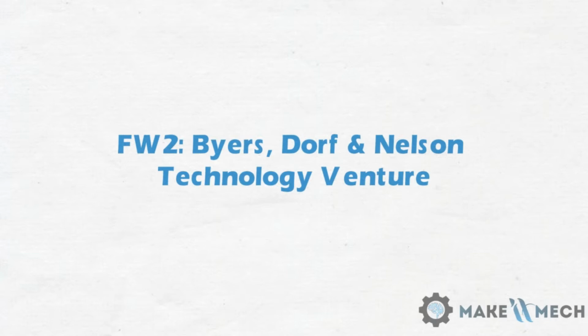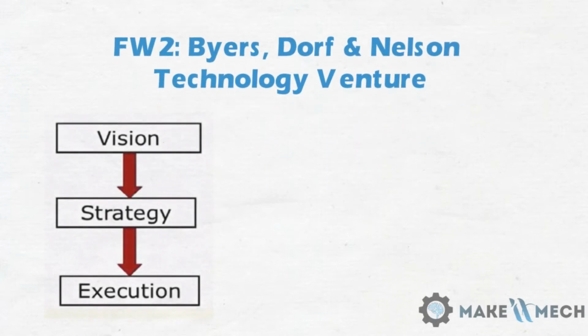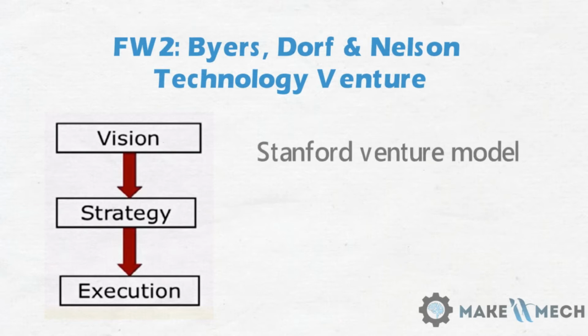Framework 2 is Byers, Dorf and Nelson's Technology Venture. It is a straightforward method, starting with vision definition to creating strategy and execution. It is also called the Stanford Venture Model.